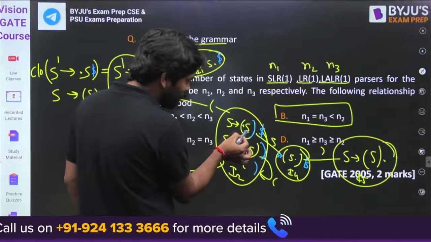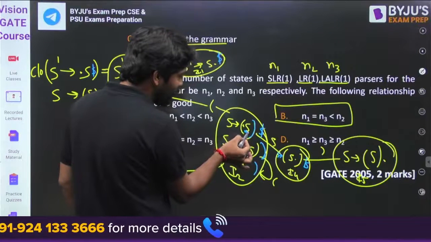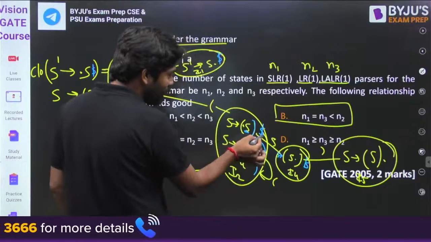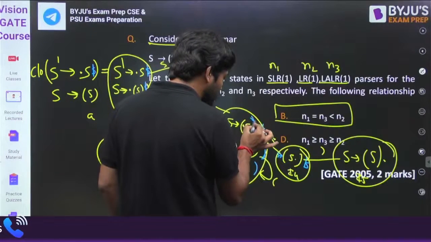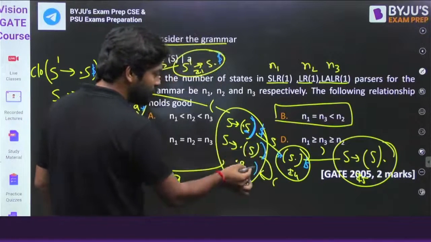Due to this S, after dot, what is there? A variable is there, so we need to add a production. After this one, whatever is there, find the first of that. So the first of this one is closing bracket, this was closing bracket, this is closing bracket.